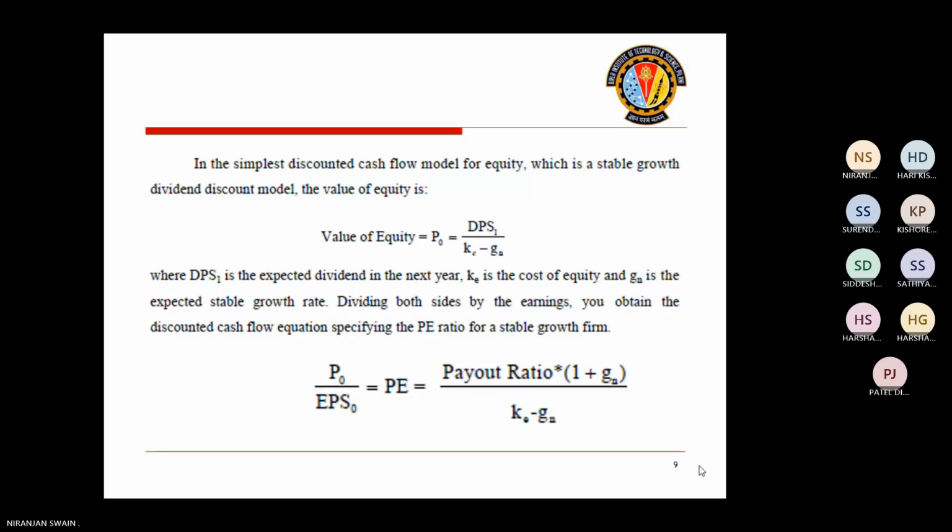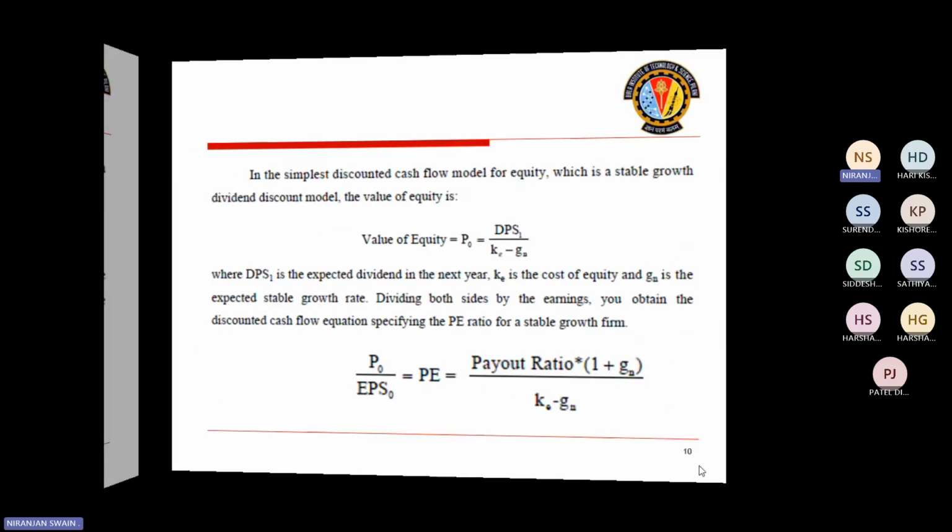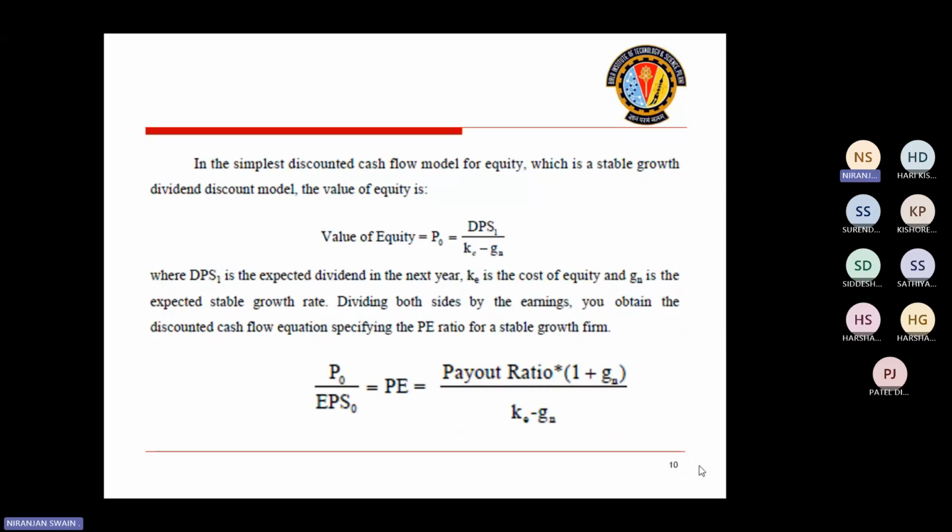But here, if you convert by dividing by EPS, I'm not going through all the derivations, which are not required for you. Price divided by EPS is nothing but PE, and DPS1 divided by EPS is the payout ratio into 1 plus gn divided by k minus gn. This is the constant growth model using the PE multiple. How to do the valuation? PE equals payout ratio into 1 plus gn divided by k minus gn.